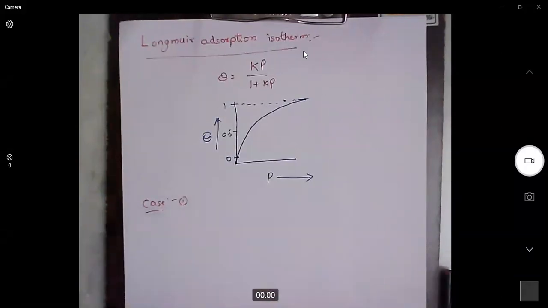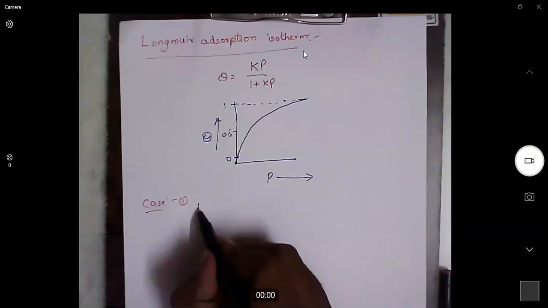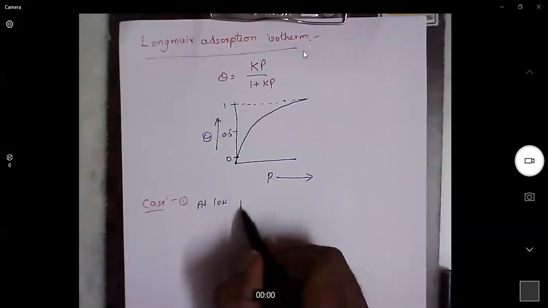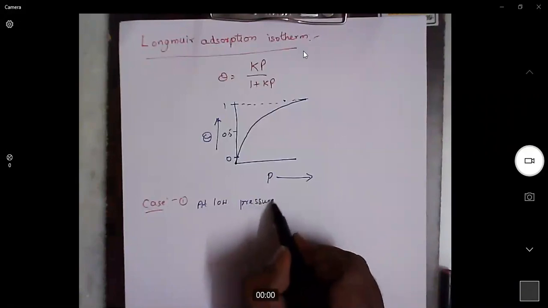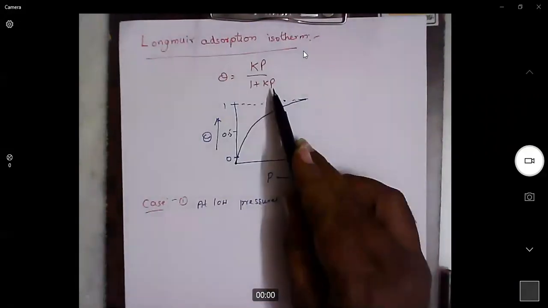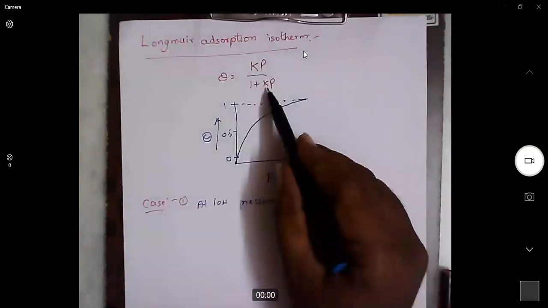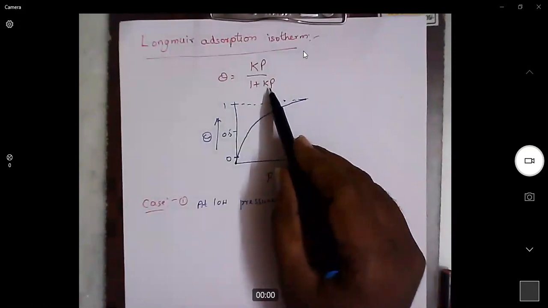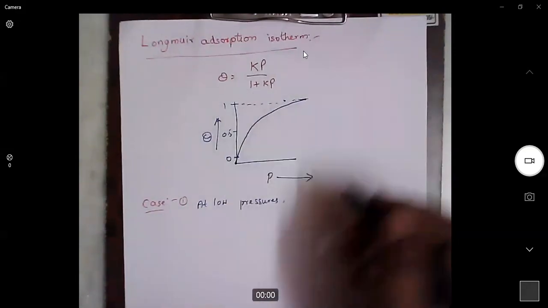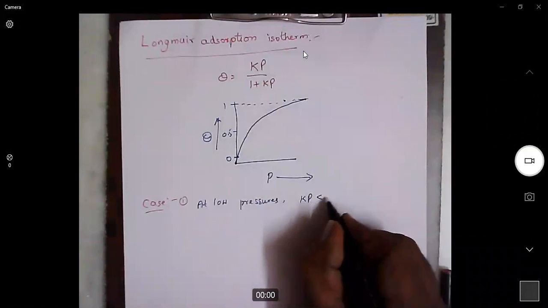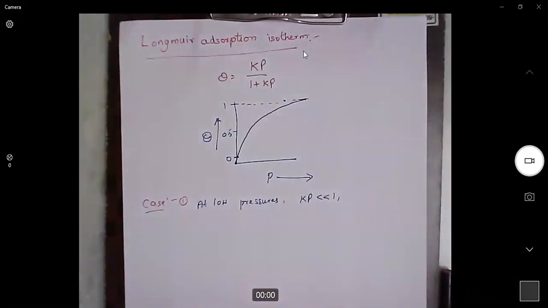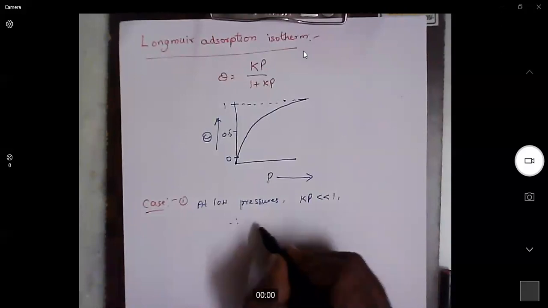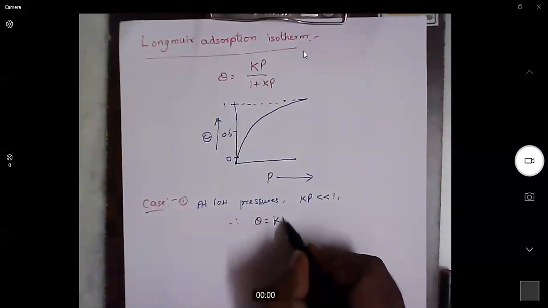Case 1. At low pressures, that means when P is very, very small, Kp is very, very small. Then we can neglect it in the denominator. Numerator, we cannot neglect it. Denominator, we can neglect it. Therefore, theta is equal to Kp.